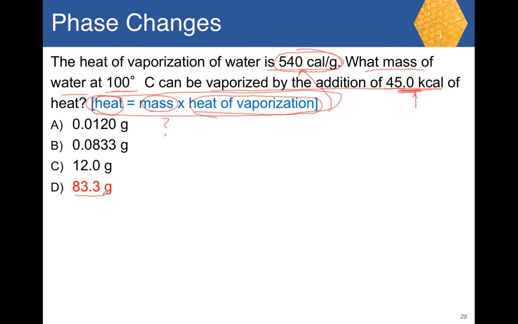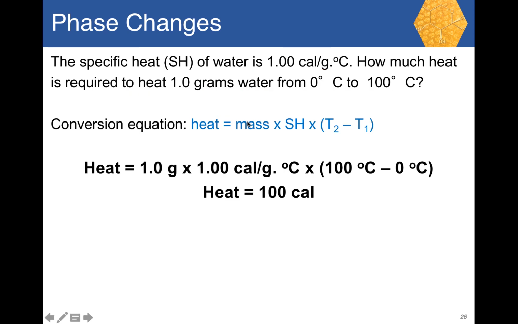83.3 grams. So once again, for the quiz and for the exam, make sure that you know how to utilize this conversion equation to calculate any one of these unknowns. You should be able to calculate the heat, you should be able to calculate the mass. Of course, you won't be asked to calculate the heat of vaporization because that is a constant.